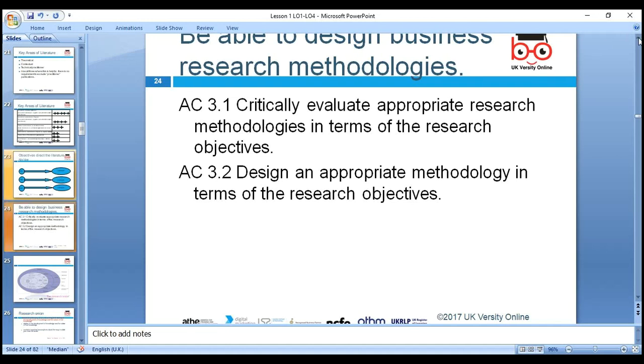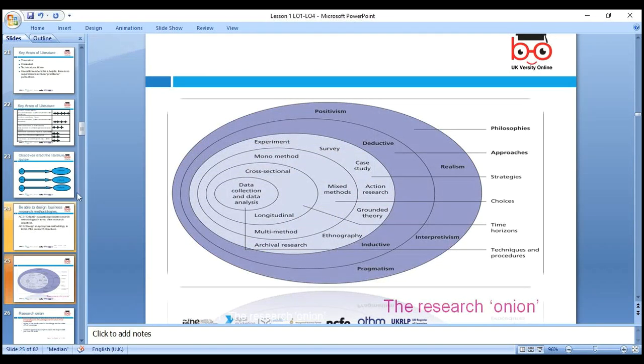LO3. LO1 is set the objective. LO2 is the literature. LO3 is which method you use, which methodology you use. This is very, very important. Of course, literature is also important, but which method you will use. There are a lot of techniques, a lot of research methods you can use, but make sure they link with your objective. If the objective can be achieved easily by doing secondary research, why would we go for primary? So you need to look around what you really want.